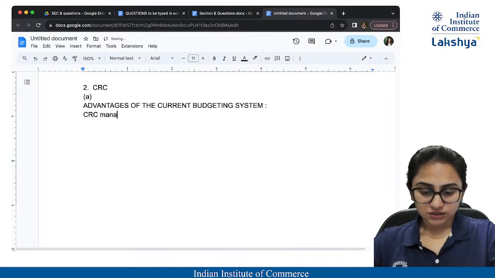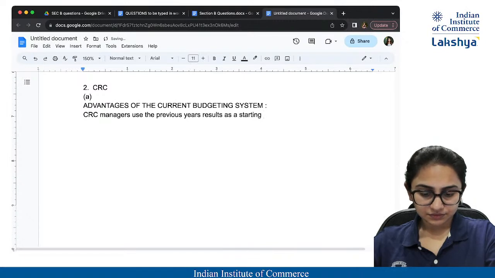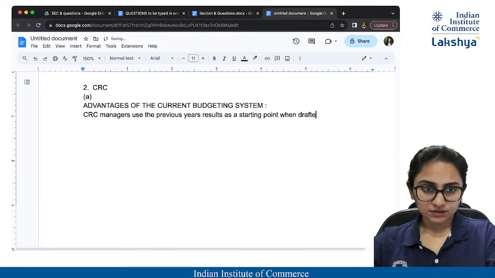CRC managers use the previous year's results as a starting point when drafting their budgets.